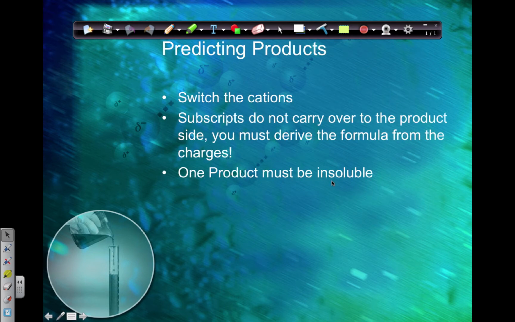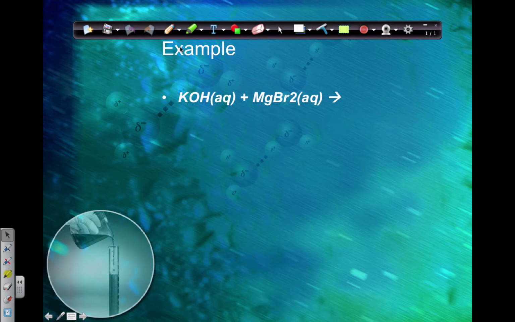When you're predicting products, you're going to switch the cations. You're not going to carry the subscripts over. You have to check charges and make the formula based on that. And then one of your products has to be insoluble. So let's look at this one.